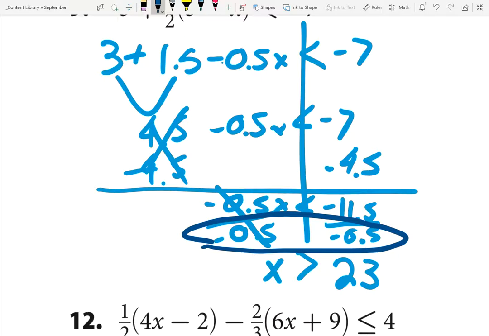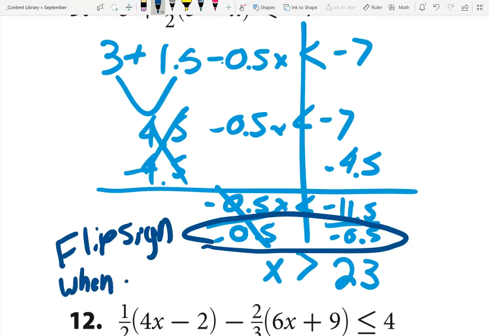This is the only difference between a regular equation and these inequalities. Anytime you divide by a negative, or you could multiply by a negative as well, though dividing is more common, you will have to flip your sign. Because we divided by a negative, that's the reason why we're flipping the sign. We flip the sign when we divide by a negative.